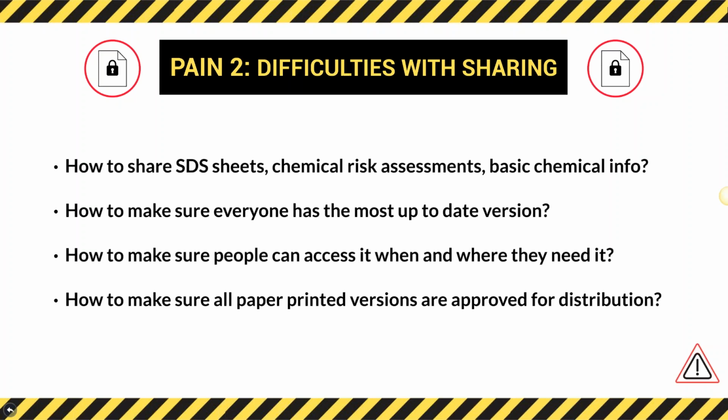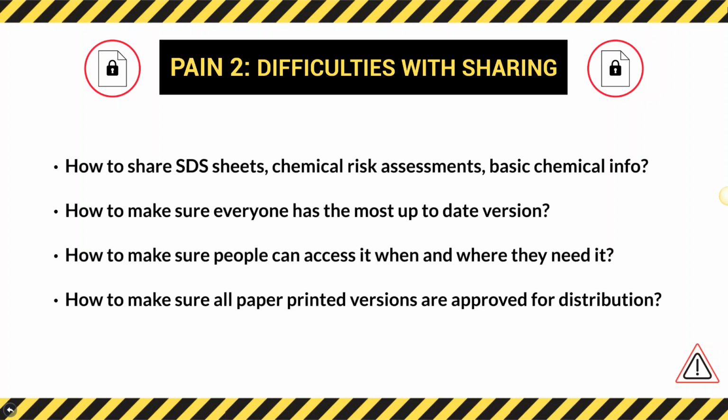So when you're looking at the questions here: how do you share these SDS sheets? How do you share the chemical risk assessments, the basic chemical info? We cover that with the chemical module. How do you make sure everyone has the most up-to-date version? How do you make sure people can access it when and where they need it? And how do you make sure all the paper printed versions that you'll ultimately need are approved for distribution? People still need the paper versions of CoSHH assessments, but you want to make sure that they have the most up-to-date. So where do they go? What if somebody else is already working on a new revision? Can somebody see that and see who's working on it?